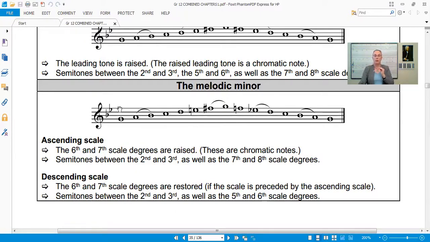So I talked about restore, not flatten or lower, because if they're only going to write the descending scale, if they write out the natural minor and you taught them you have to lower the 6th and the 7th scale degree, they're going to put flats there. Okay, so we just restore it to the natural form. And because our ascending and descending scale is different, obviously our semitones are going to be different.